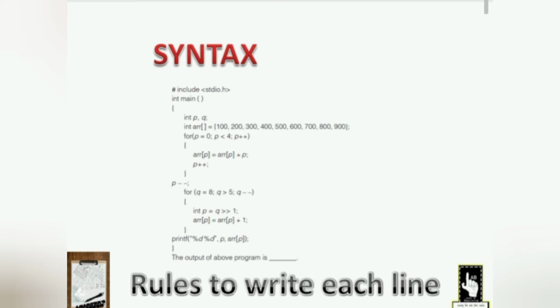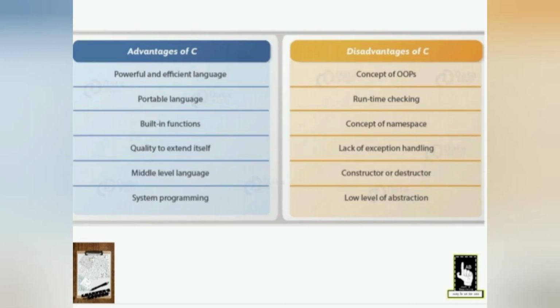We will have a look at the advantages and disadvantages of the C language now. Firstly, the advantages. It's a powerful and efficient language. It is a portable language. It has built-in functions available for some basic operations. We have not touched upon functions yet. No worries, all the terms will be covered in our subsequent videos.